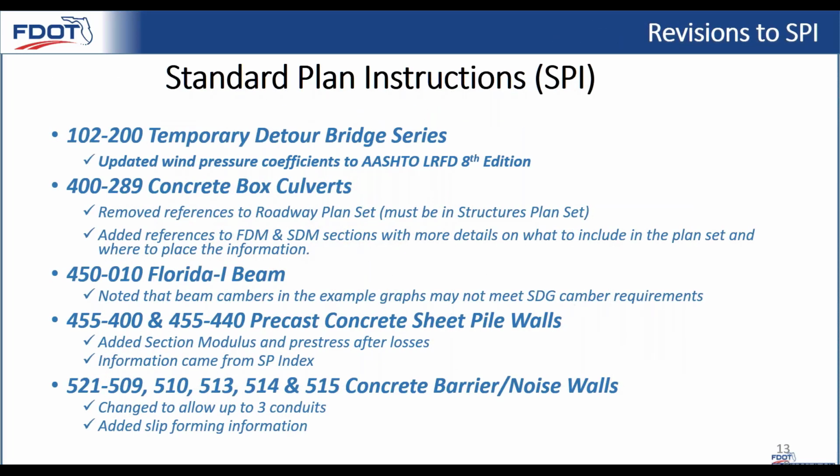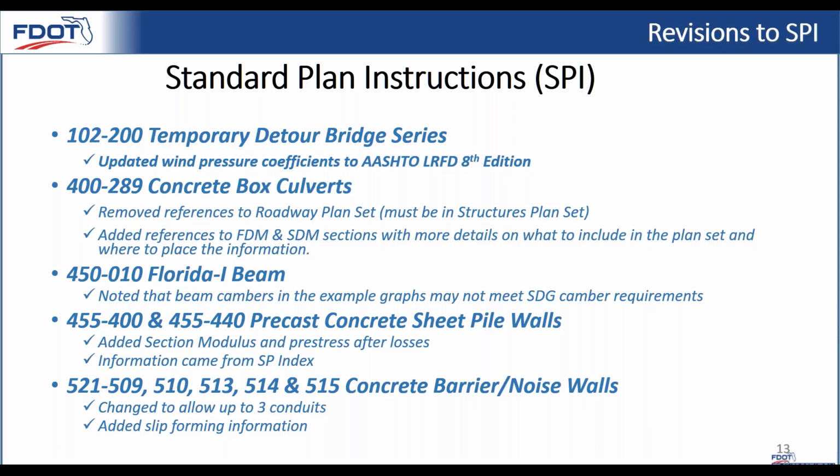And now on to standard plan instruction changes. The notable ones are that we've tried to add more clarification on box culverts as to what goes where. And a small note was added to the Florida I-beam graphs, noting that the camber in those graphs, in the SPI, may not meet the camber requirements, and you need to check to make sure that those are met in all cases.